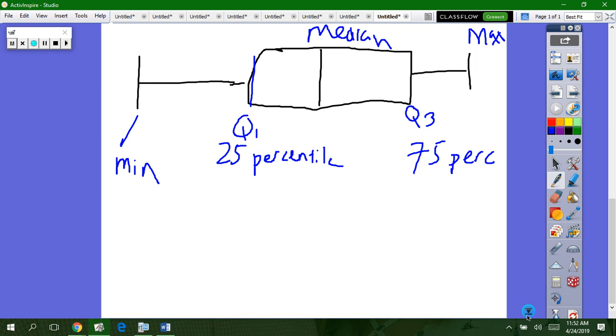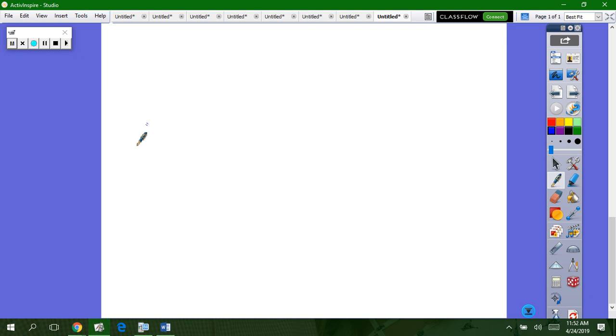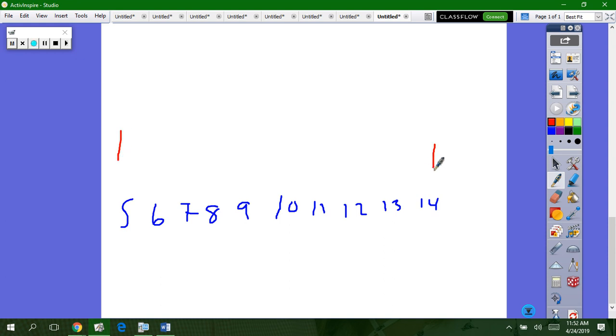our box and whisker. When you draw a box and whisker, you actually have to write out all the numbers. What was our lowest number? 5. So 5, 6, 7. What was our highest number? 8, 14. Okay, so our data is our lowest number is 5, highest number is 14.